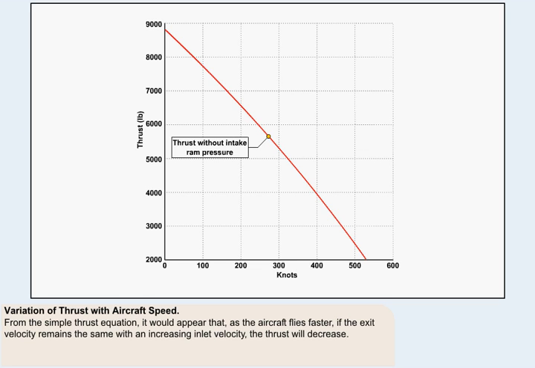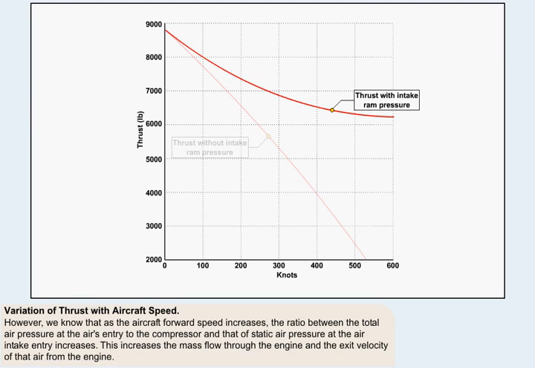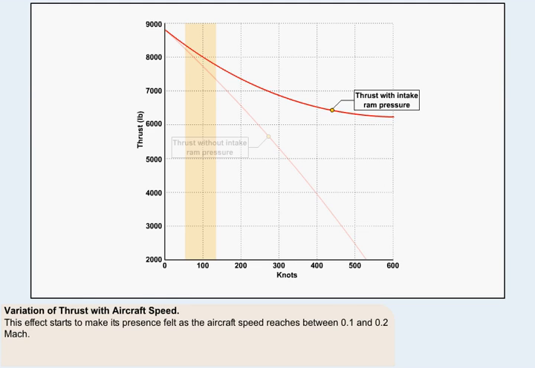From examination of the simple thrust equation, it would appear that, as the aircraft flies faster, if the exit velocity remains the same with an increasing inlet velocity, the thrust will decrease. However, we know from the air intake lesson that the engine air intake is designed so that as the aircraft forward speed increases, the ratio between the total air pressure at the air's entry to the compressor and that of static air pressure at the air intake entry increases. This increases the mass flow through the engine and the exit velocity of that air from the engine. This effect starts to make its presence felt as the aircraft speed reaches between 0.1 and 0.2 Mach.